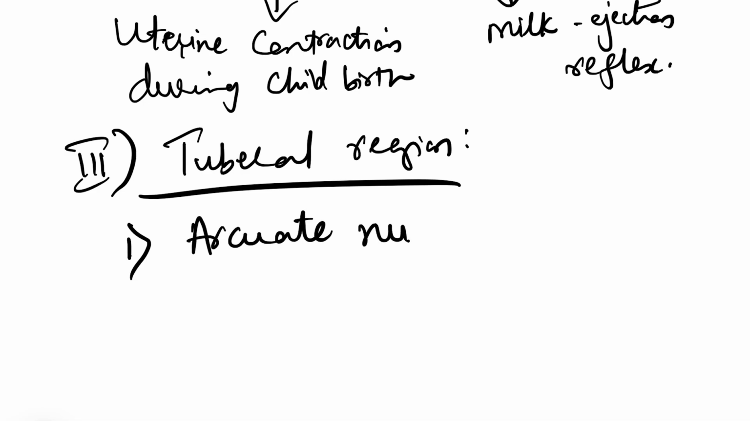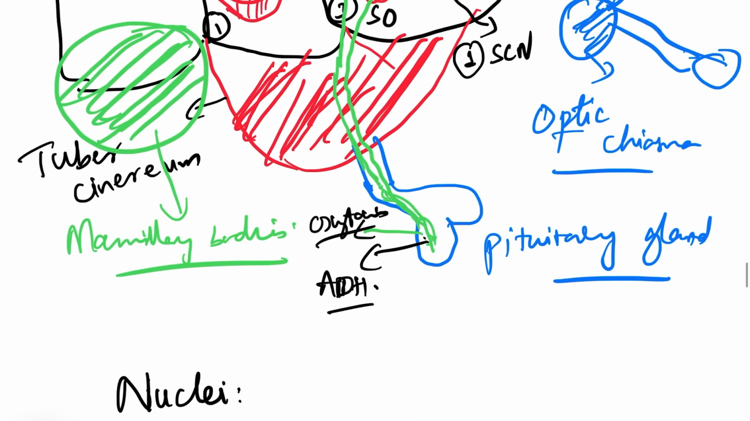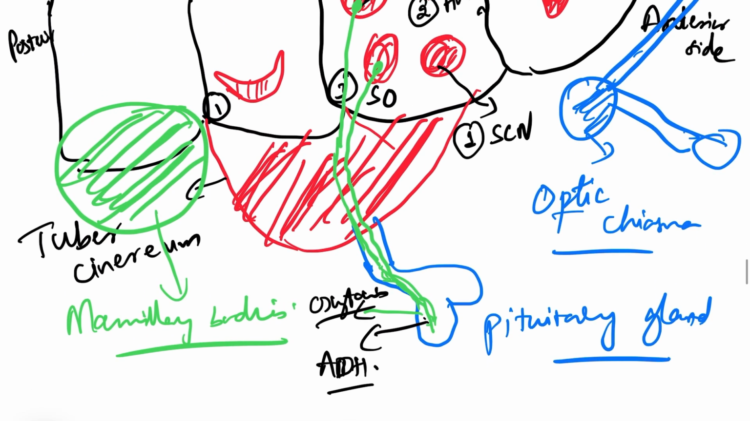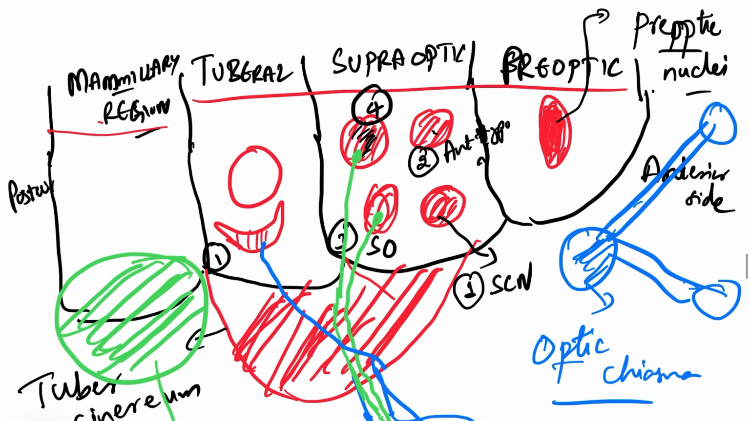The arcuate nucleus will release very important inhibitory and stimulatory hormones, which will control the secretion from the anterior pituitary gland. The hormones released go directly to the anterior pituitary gland, like growth hormone inhibitory hormone, growth hormone stimulatory hormone, and prolactin inhibitory hormone. We'll discuss in the functions. Now there are two more very important nuclei present in the tuberal region.